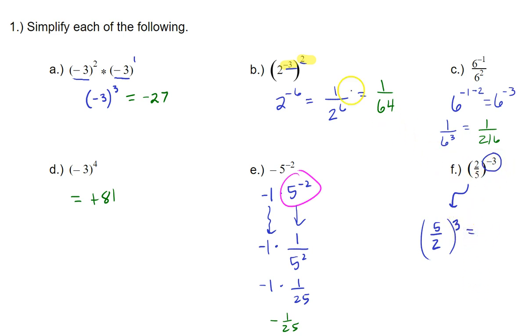What this means is that if I take this cubed right here, it's going to apply to the top and it's going to apply to the bottom. So I could write this problem now as 5 raised to the 3 over 2 raised to the 3. And if I keep on going, I can go ahead and evaluate those exponents if I want to. 5 cubed is 125 and 2 cubed is 8.